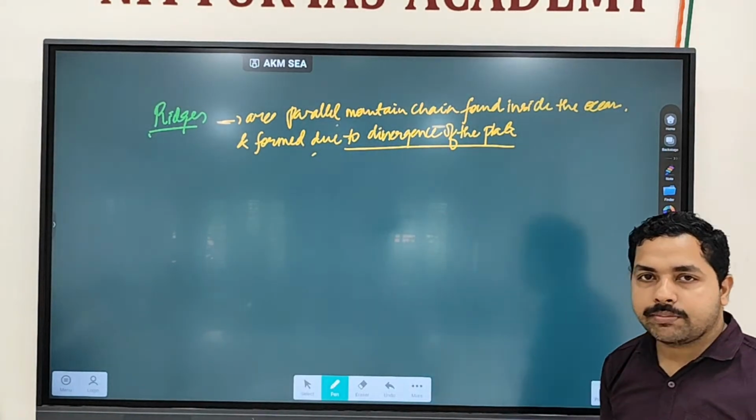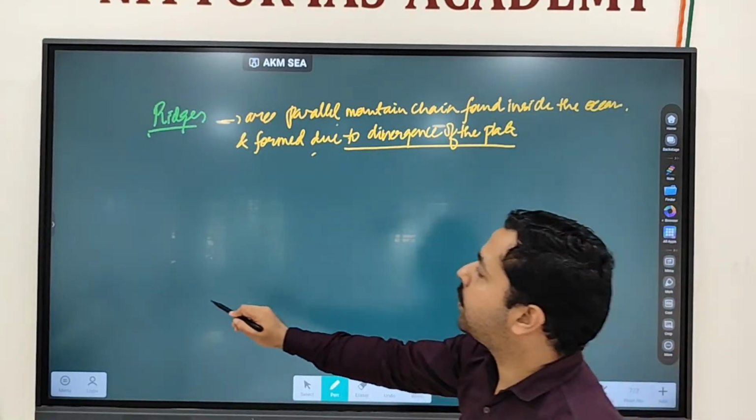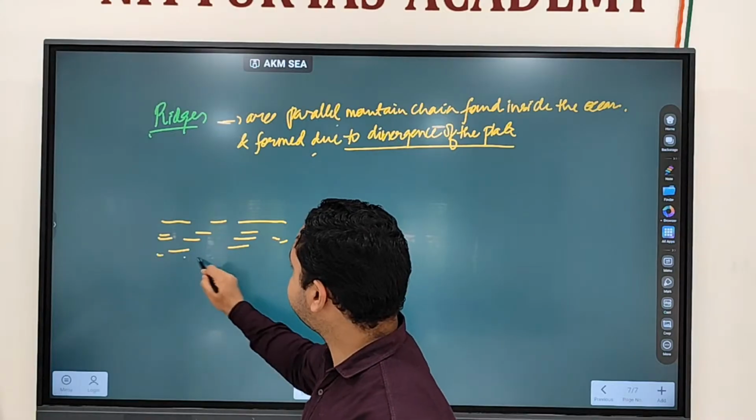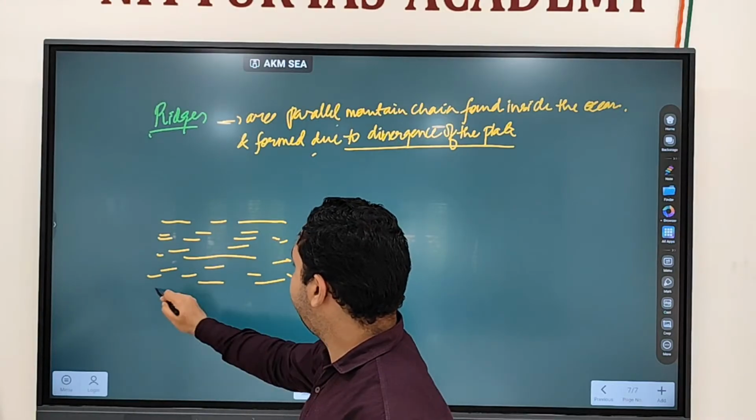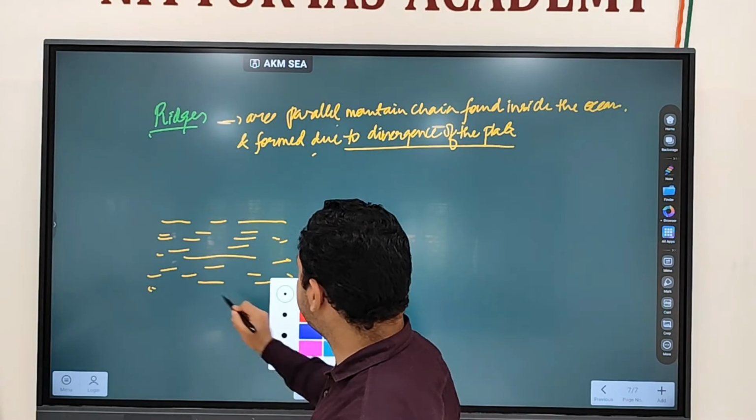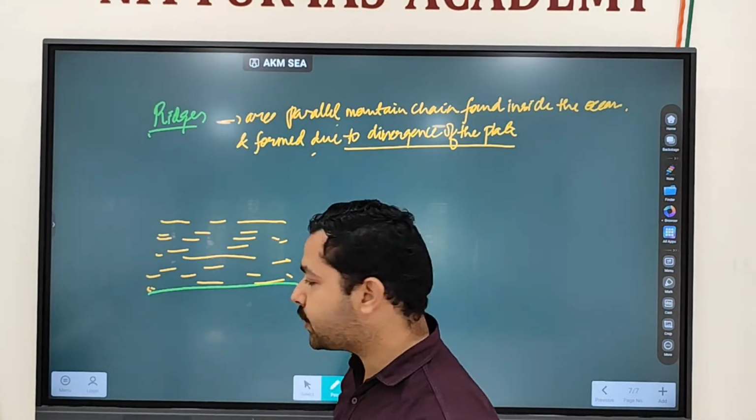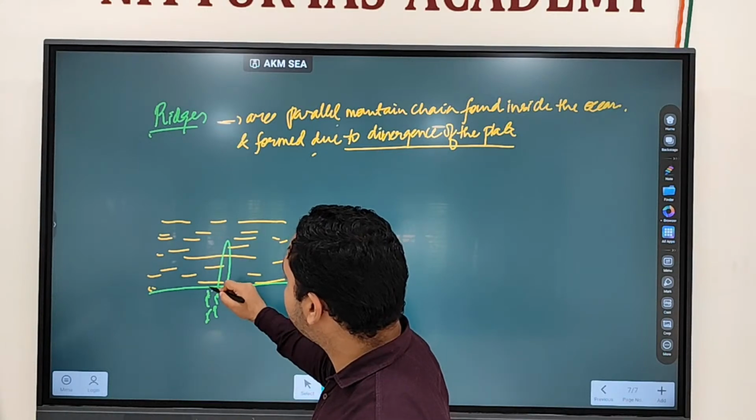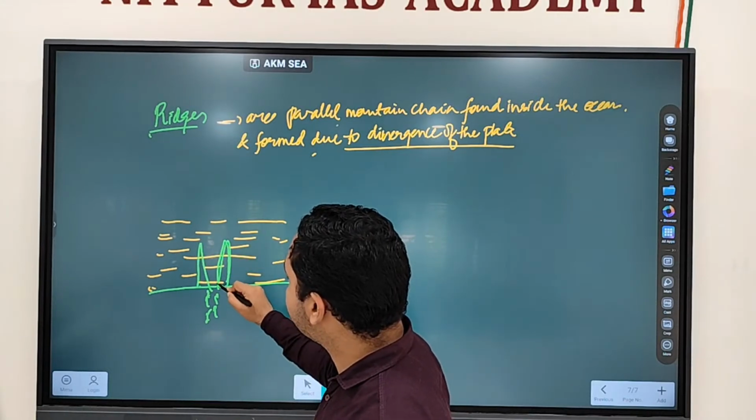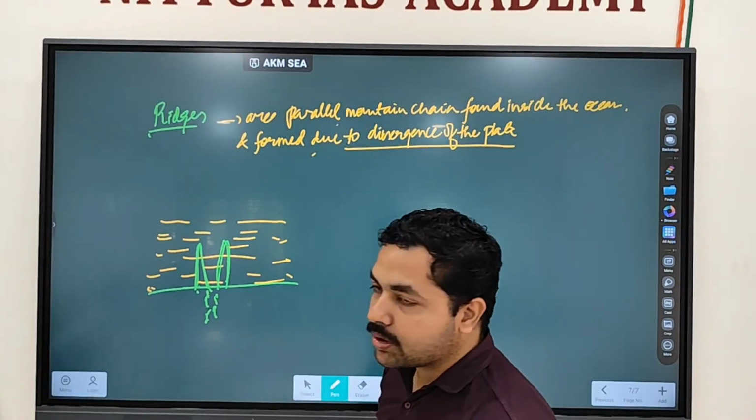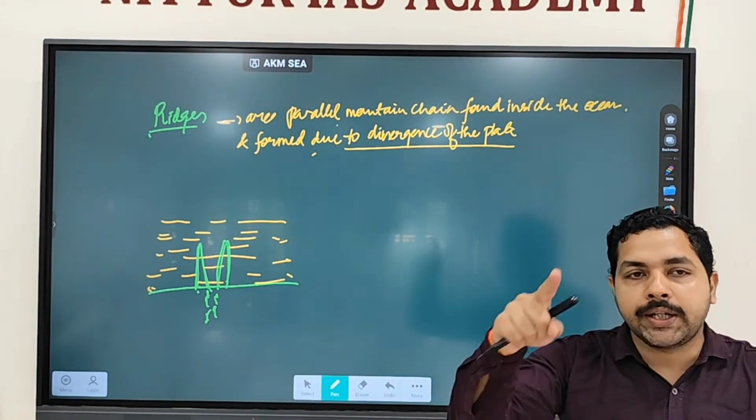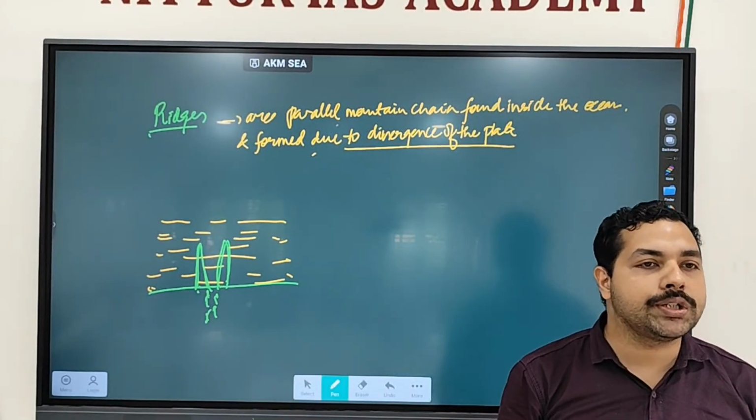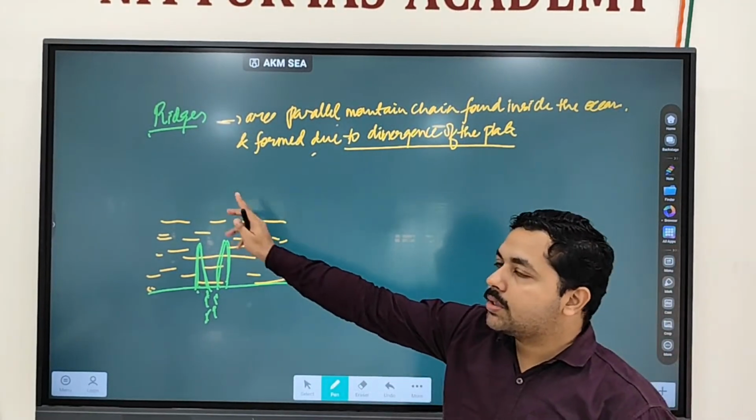So ridges are nothing but a parallel mountain chain. This is how water is there. This is how you are going to find the oceanic surface. When magma comes out and forms this type of chain, it is going to be called a ridge. So volcanic eruption is happening. This volcanic eruption is creating which type of chain? A parallel mountain chain. Then this is called a ridge.